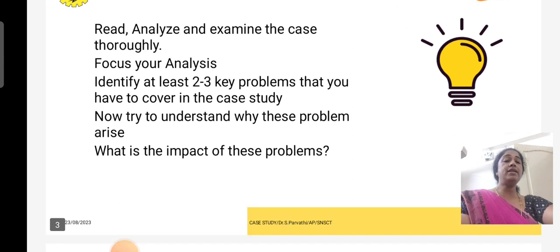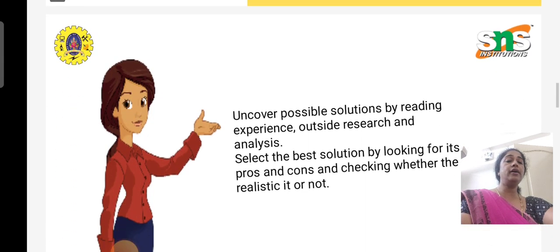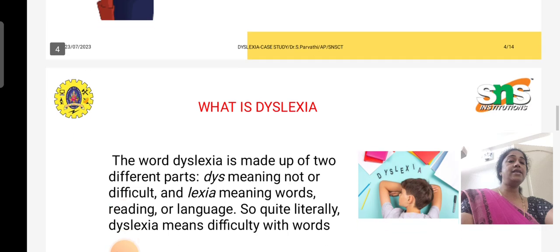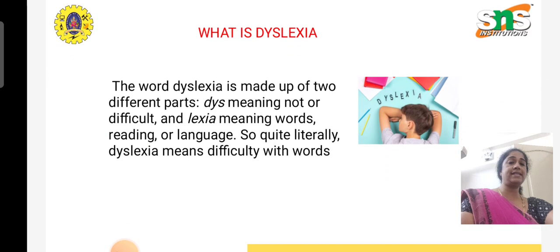Okay, and next, in this case study you have to uncover possible solutions by reading experience, outside research and analysis. So select the best solution by looking at its pros and cons and checking whether it is realistic or not. Okay, here our case study is on dyslexia.